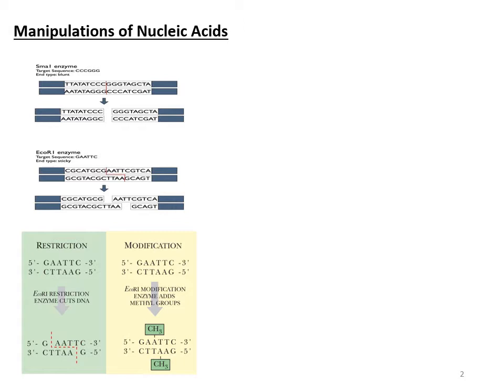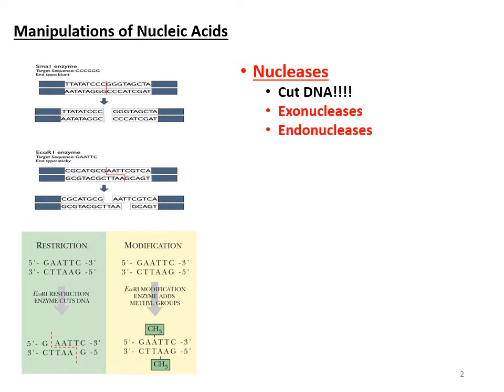manipulate DNA. So remember we said nucleases are the enzymes that we use to cut DNA. And there are exonucleases and endonucleases. If you think of what exo means, well, that means outside, right? So exonucleases will cut at the end of a sequence, okay? Whereas endonucleases will cut in the center, within the sequence.